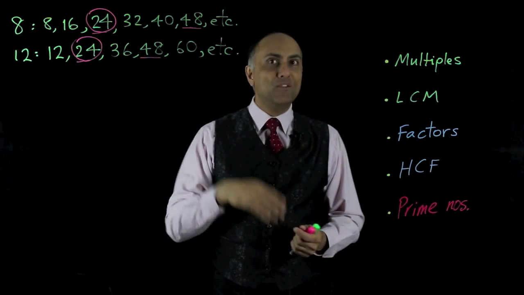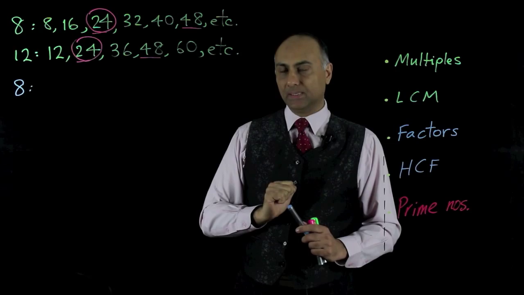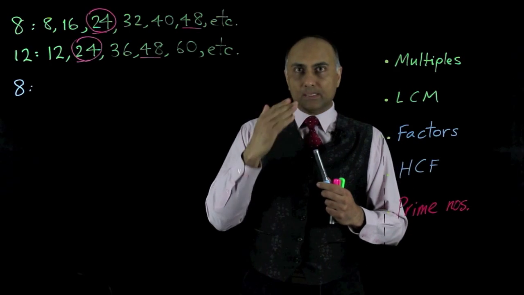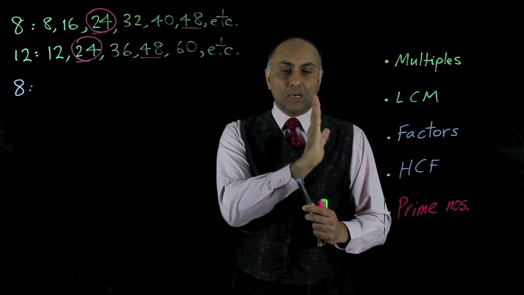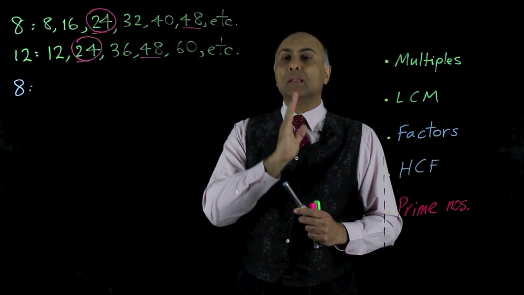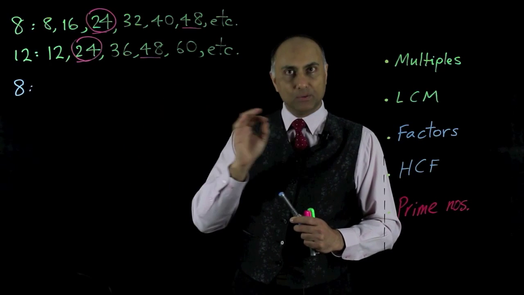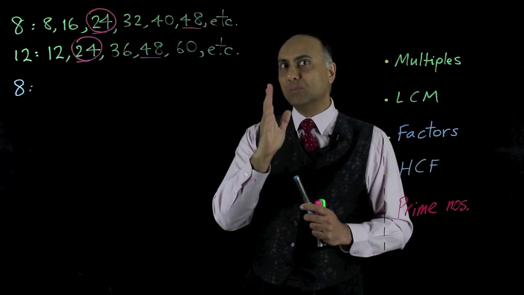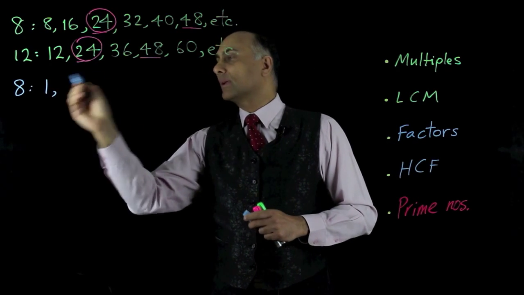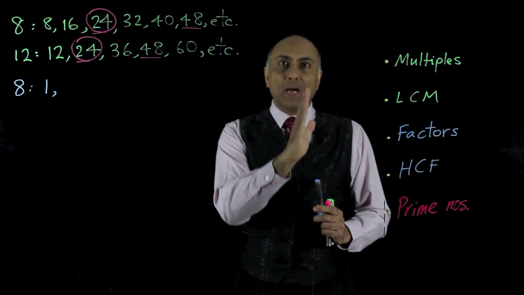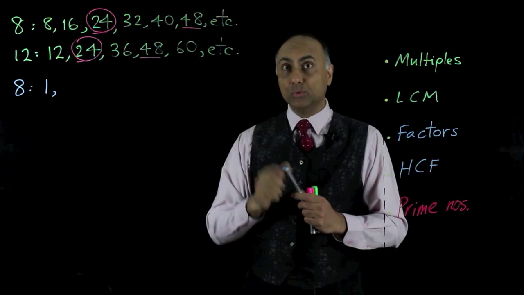So let's move on to factors. The factors of 8 are the numbers that go into 8. Now, a tip for working out the factors of any number is to start with 1. Now, 1 will divide into every whole number, which means that 1 will always be the smallest factor of any given number. Then you try 2. Does 2 go into 8? Yes, because 8 is an even number, 2 will go into it.